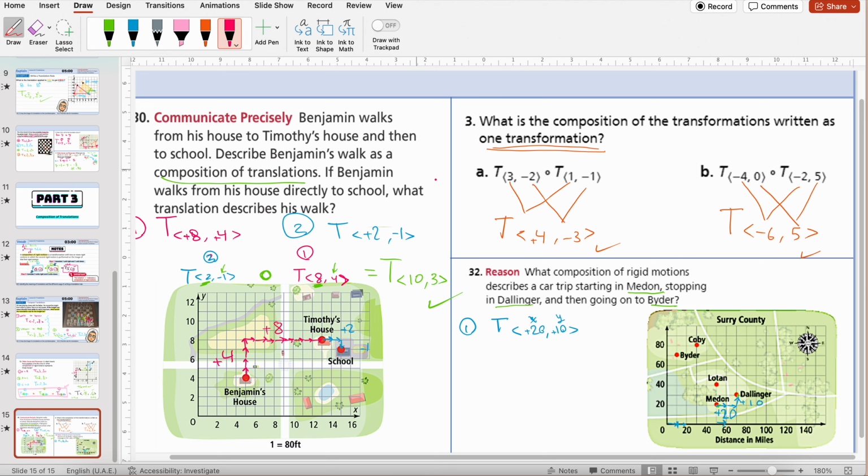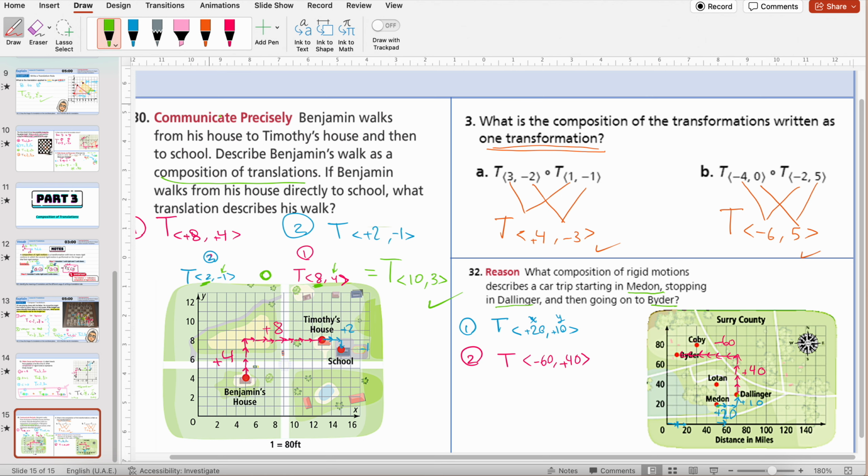Second translation, what is it? From here I want to go to Bider. 10, 20, 30, 40 up. 10, 20, 30, 40, 50, 60 to the left. So the second translation is 40 up, 60 left. That's it.